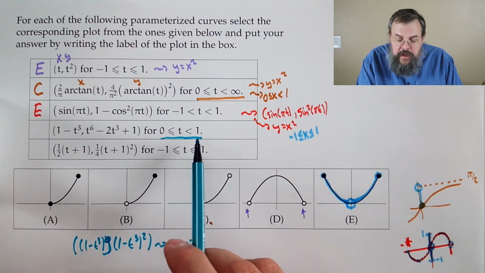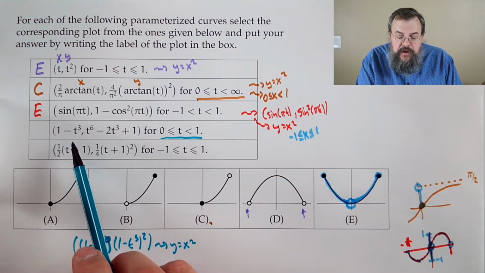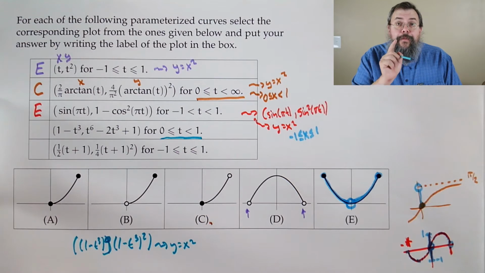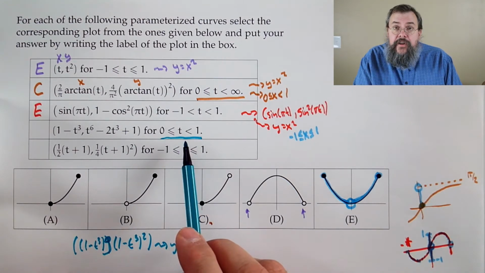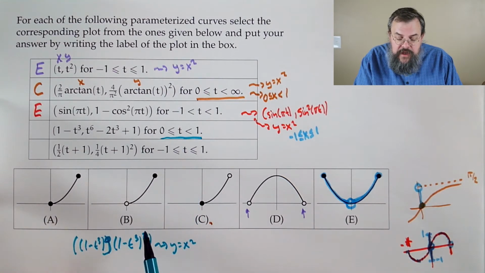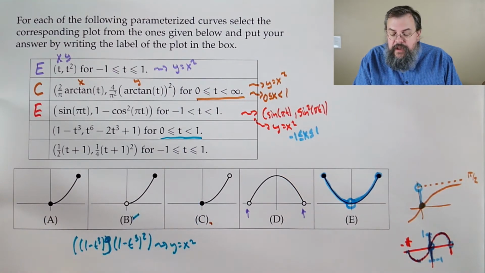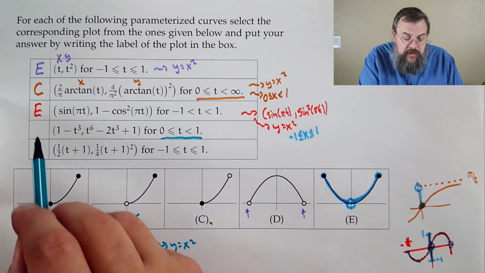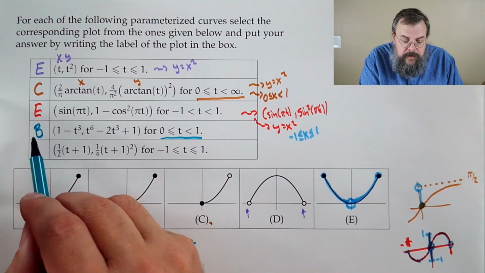As time goes to 1, 1 minus t cubed goes to 0. But we don't reach it. See, I'd reach it if I had t equals 1, but I don't. So I want to go towards 0 but not reach it. And that means we'd want B. So that's the answer. Okay.